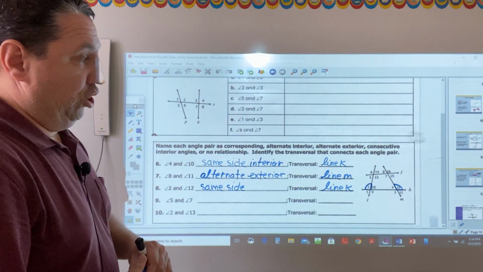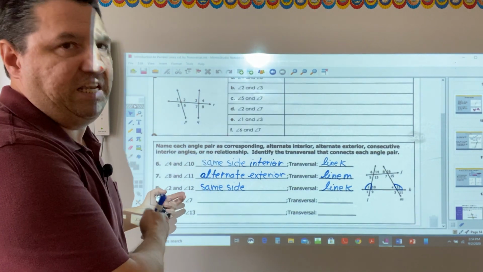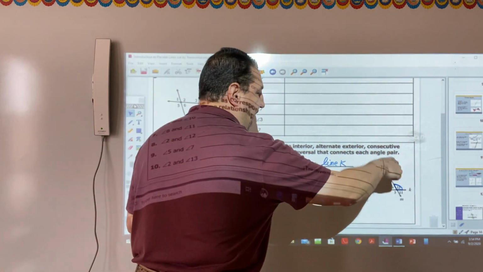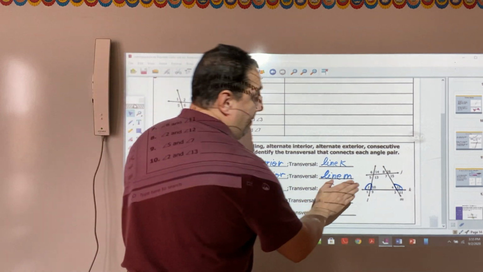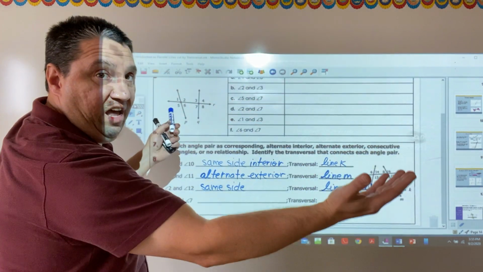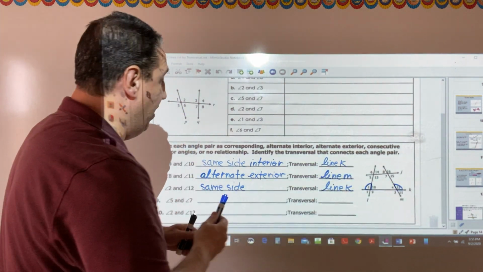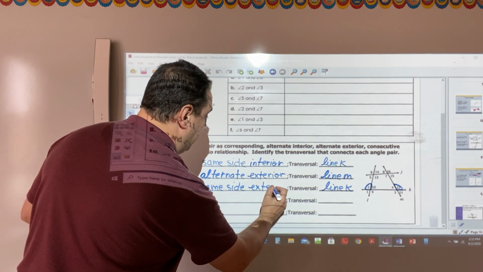Now, to decide what type of same side it is, exterior or interior, we look at the other two lines that are cut by line K. Both angles, 2 and 12, are outside the lines L and M. So, they are same side exterior.